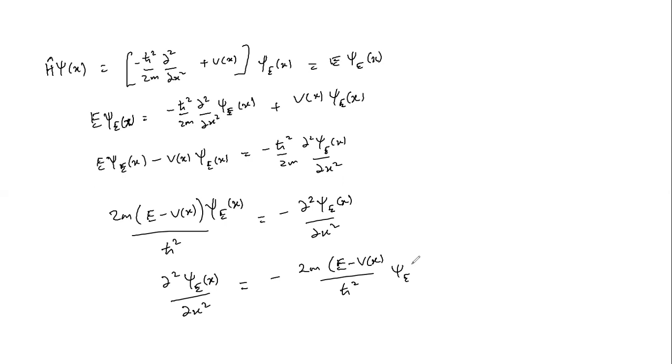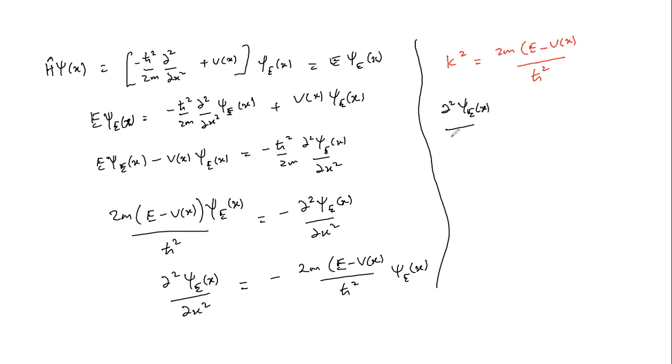And if we take k² to be the same as 2m (E minus V(x)) over ħ², then the Schrödinger equation becomes d²ψ(x)/dx² equal to minus k² ψ(x), which is a second order differential equation, and the solution can be placed appropriately.